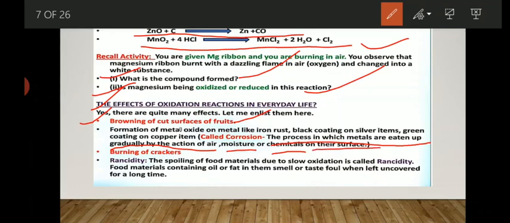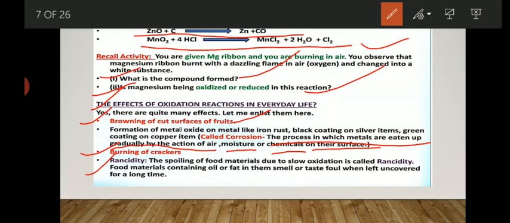That is known as corrosion. Corrosion is a very important topic. I already explained it to you. Now, the next effect is the burning of crackers. Whenever we burn crackers, that is also an effect of oxidation only. Now, rancidity. The next effect of oxidation is rancidity.